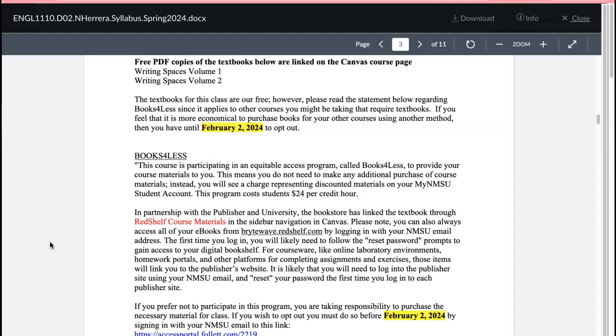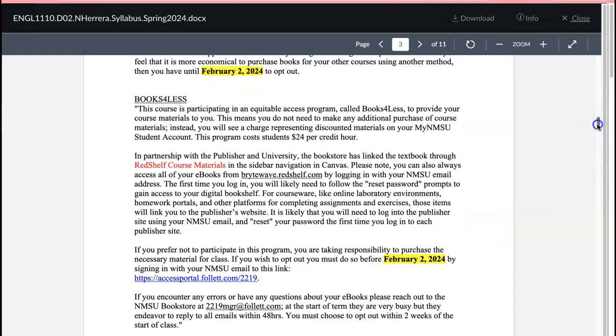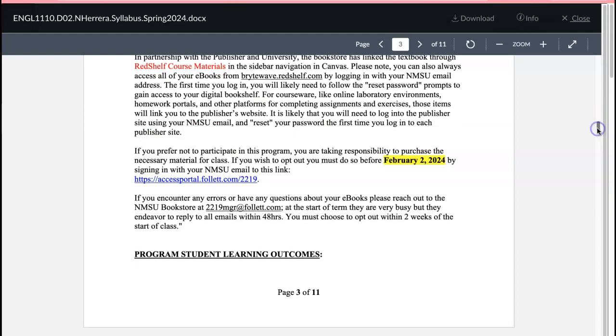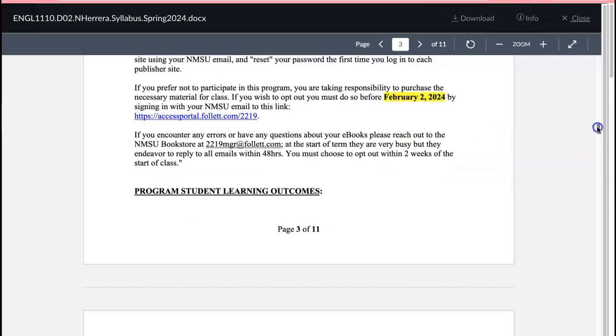So if this is the only class you're taking, then Books for Less is not a good idea for you, and you should opt out of the program by February 2nd. However, if you're taking other classes and the amount of books that you need comes out to $500, but once you multiply your credit hours by 24, let's say it comes out to $300, then of course the best option for you is to purchase your books through Books for Less. So it's something that you have to think about. Definitely do the math and try to figure out what works best for you. But if you're not going to be part of the program, make sure that you opt out by February 2nd, or else they're going to charge you.